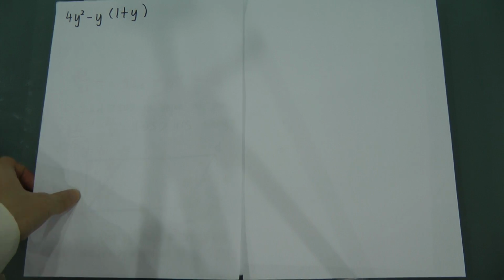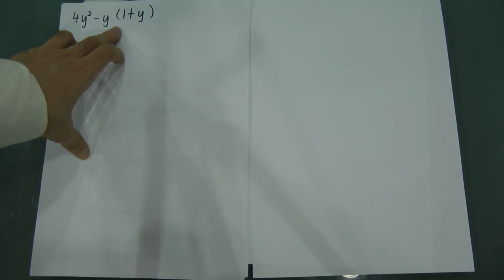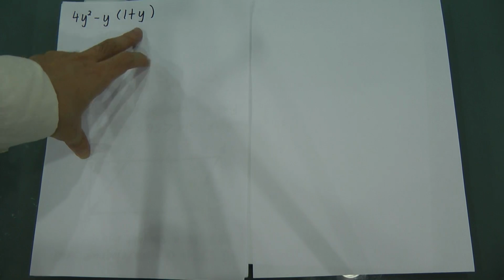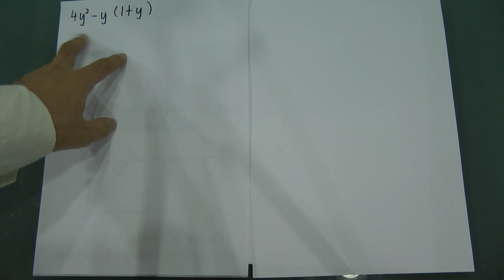Okay, before I start to teach about this chapter, let me teach you a little bit about the basics first. For example, you see 4y squared minus y, and then bracket 1 plus y. What you need to do is expand the expression. Normally the question will ask you to expand, so it's very simple.